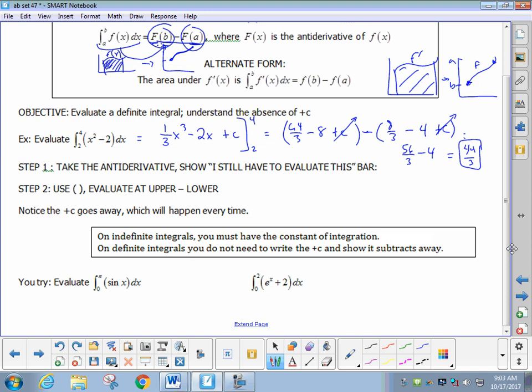So on indefinite integrals, let's just be clear. An indefinite integral is just an antiderivative problem. It's when I give you this and I just say, do it. What do you do?